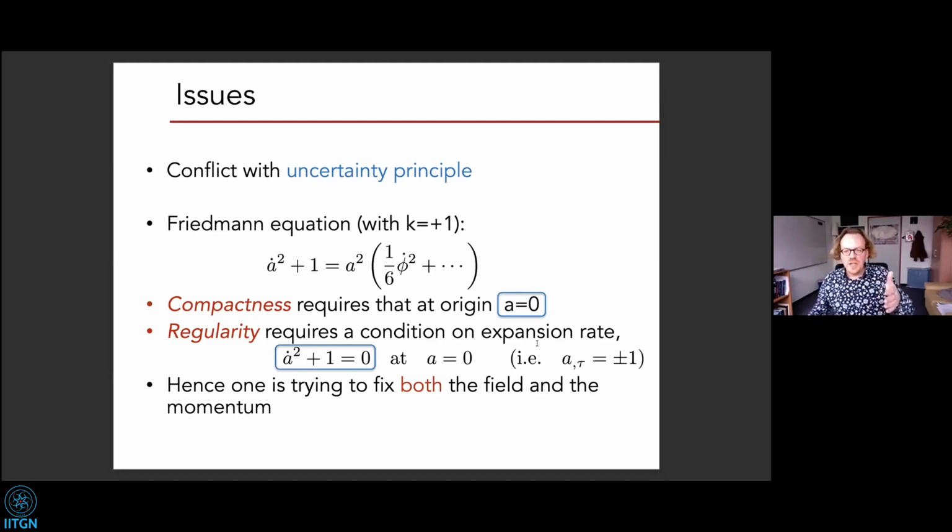But you see, you cannot fix both A and A dot, because that's in conflict with the uncertainty principle. And so when you try to implement the no boundary proposal, you must choose. Do you want to put a condition on A or a condition on A dot? But you certainly cannot impose conditions on both. So as it was initially formulated, the sum over compact regular metrics seems to be impossible to implement.